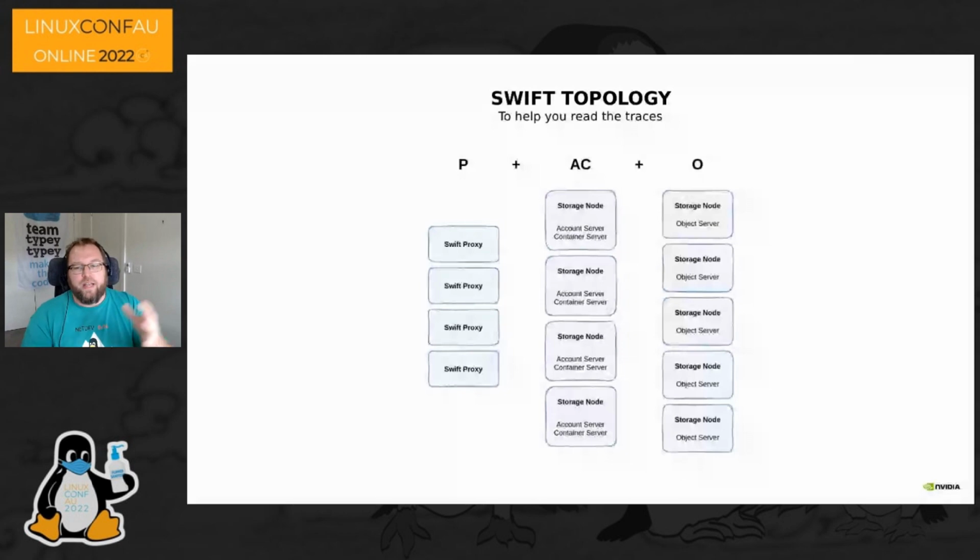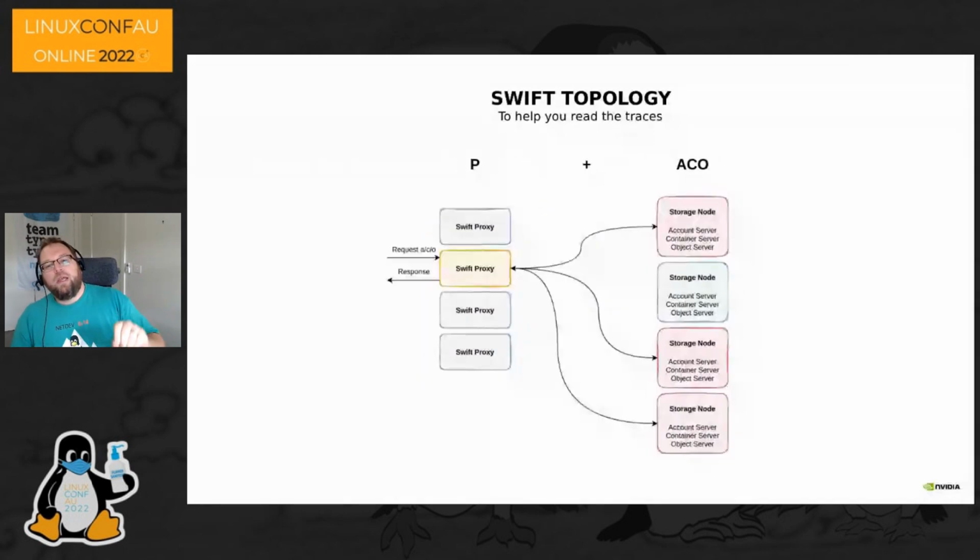When we scale, Swift also knows about other availability zone issues too, but we're not going to go into any of that stuff. We don't have time. So here's a quick look at what happens when we get a basic request.